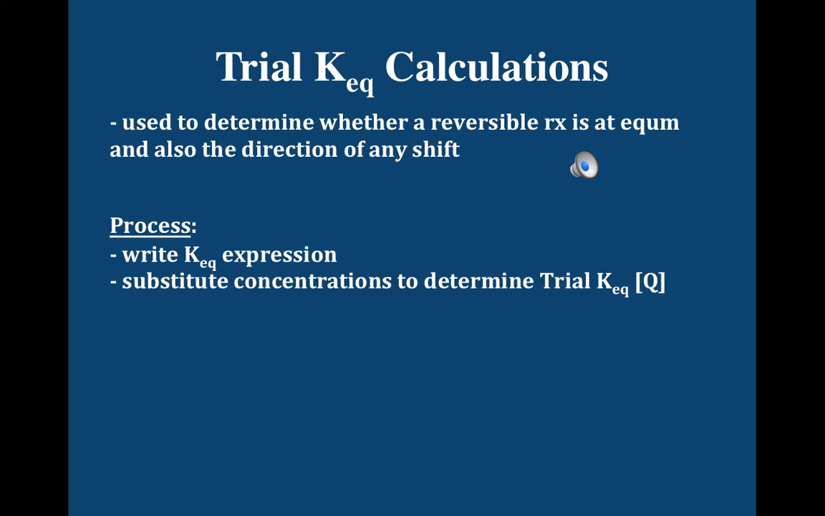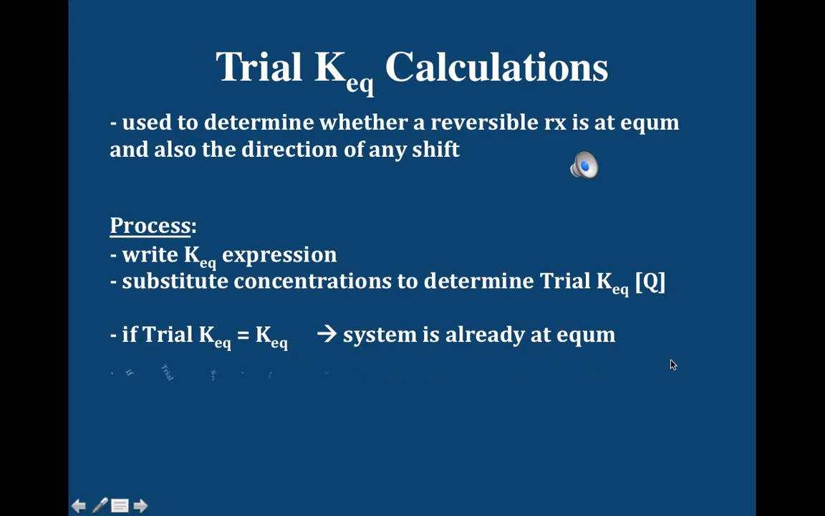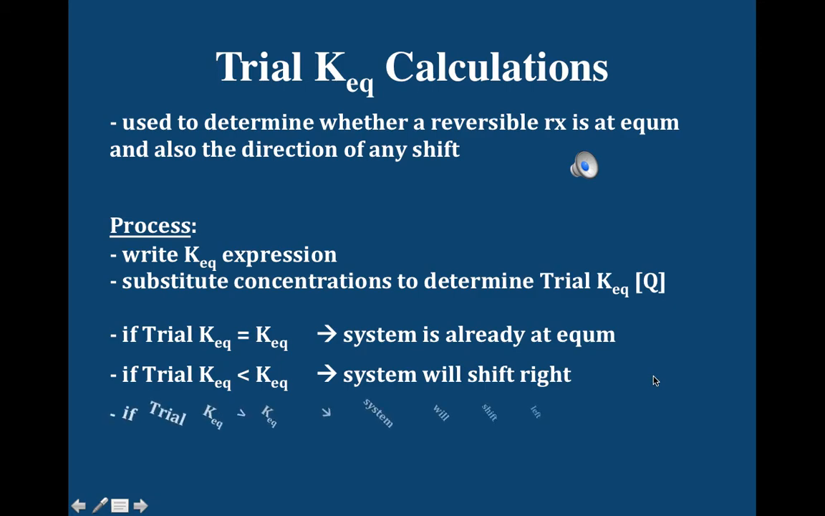Now chemists, of course, find writing trial KEQ to be very long. So instead, they just call it a big Q. Pretty clever. If the trial KEQ value equals the actual KEQ, hey, you're already at equilibrium. That makes sense. On the other hand, if the trial KEQ is less than KEQ, that means we need to get more products and use up some reactants. The system has to go to the right. So it'll be a shift that way.